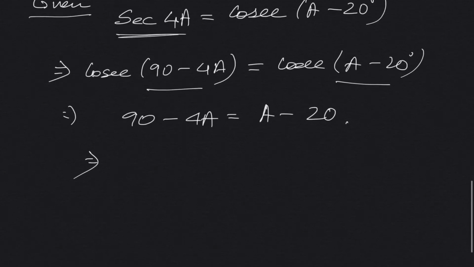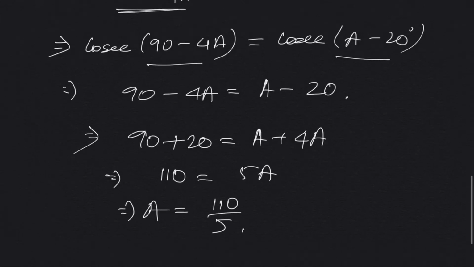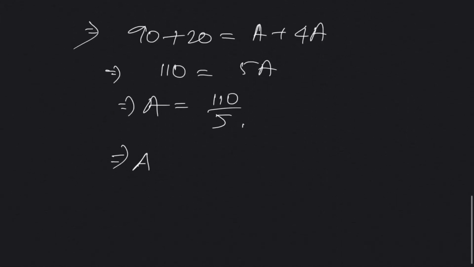So 90 plus 20 equals a plus 4a. So this is nothing but 110 equals 5a. a equals 110 divided by 5. So 110 divided by 5 will give us 22 degrees.